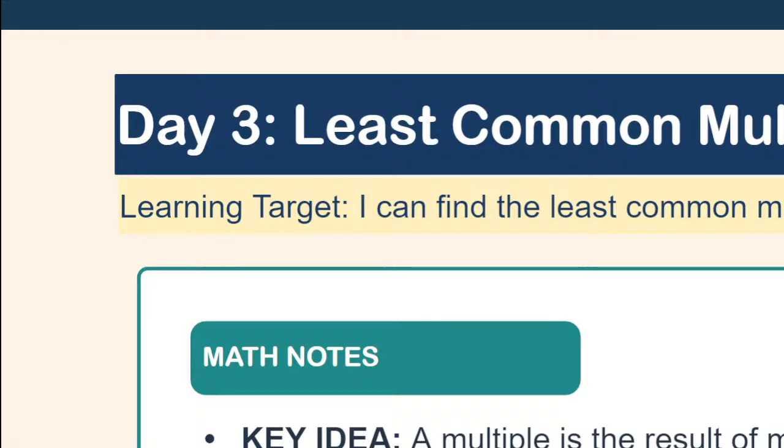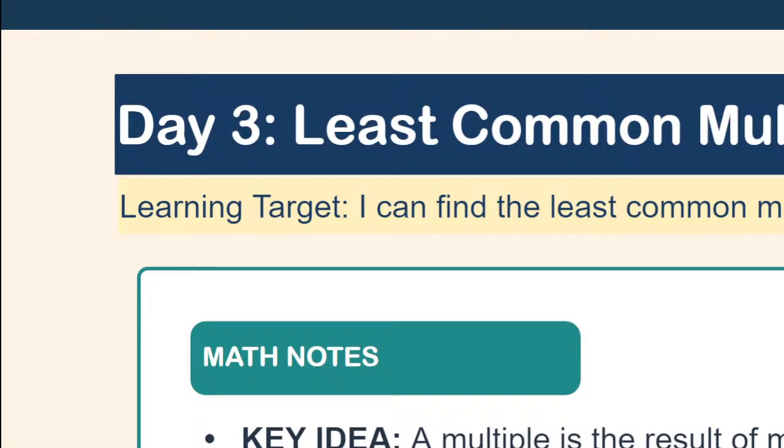A multiple is the result of multiplying a number by 1, 2, 3, and so on. A common multiple appears in the multiple lists of both numbers. LCM is the least common multiple, the smallest possible multiple the numbers share. Step 1, write several multiples of each number in order. Step 2, find the first number that appears in both lists. Use LCM when events repeat and you need to know when they happen together again.